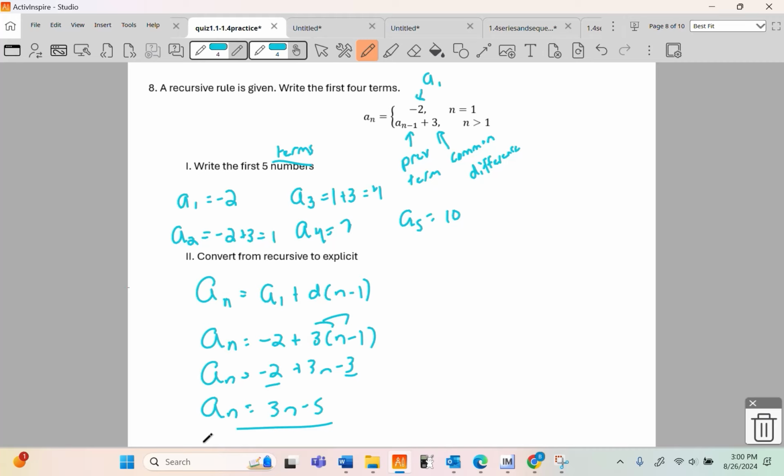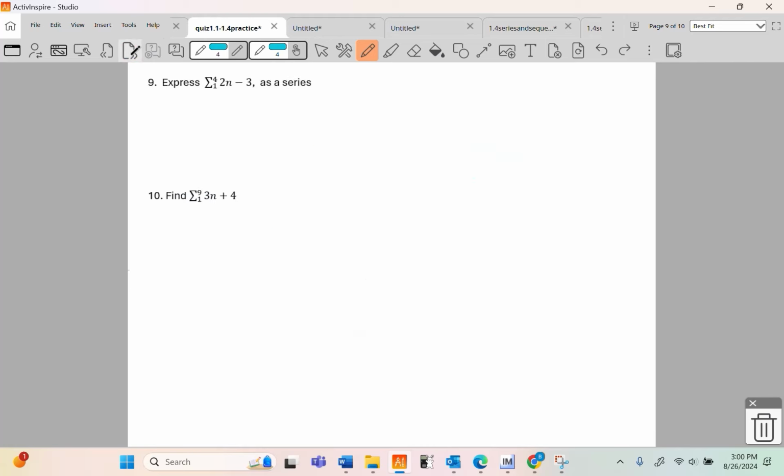Hopefully you guys understand what explicitness means now. Express. Ooh, we got sigma notation. The sum of the first through fourth terms of 2n minus 3 is a series. So what we have to do is figure out what these terms are. By the way, what this is asking is find a sub 1, find a sub 2, find a sub 3, find a sub 4, and just express it. It's not saying give me a result.